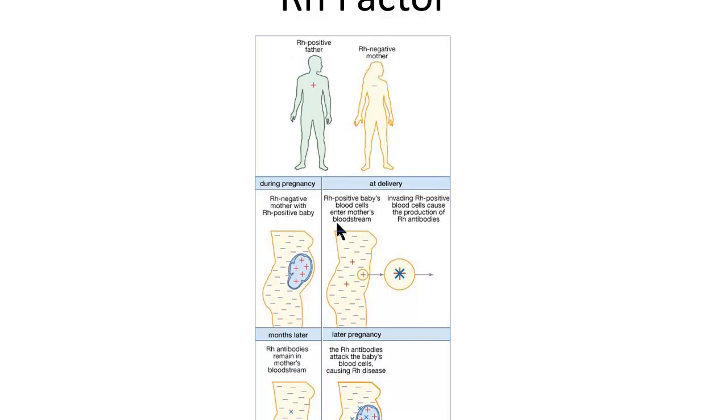Because when baby and mother's blood may mix during childbirth or late in pregnancy, that can cause the mother to form antibodies against her baby's red blood cells, and that can cause massive clumping and death in the newborn. So it's very important that we know the blood type of the mother. Any mother who is Rh negative is going to receive a special shot called RhoGAM to prevent her from forming antibodies against her baby's red blood cells.